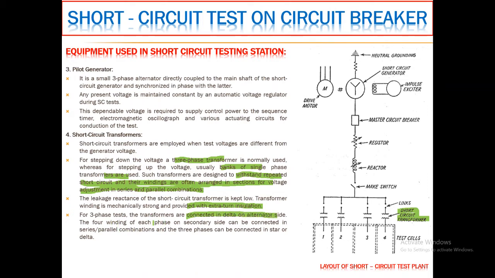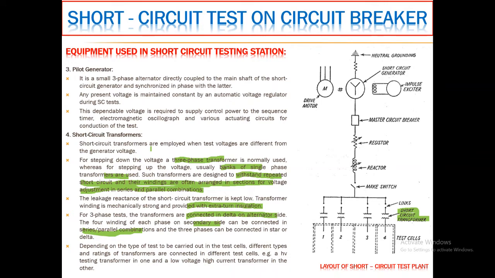The four windings of each phase of the secondary side can be connected in series-parallel combinations, and the three phases can be connected in star or delta. So depending upon the type of the test to be carried out in the test cell, different types and ratings of transformers are connected in different test cells. As you can see, per cell there is one transformer. So there is a high voltage testing transformer in one and a low voltage high current transformer in the other.